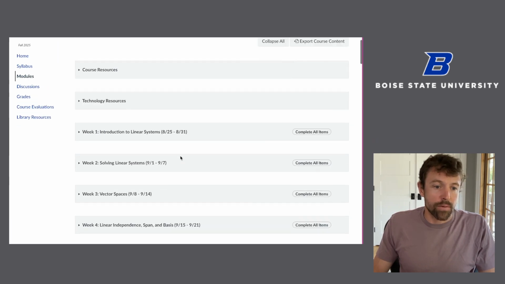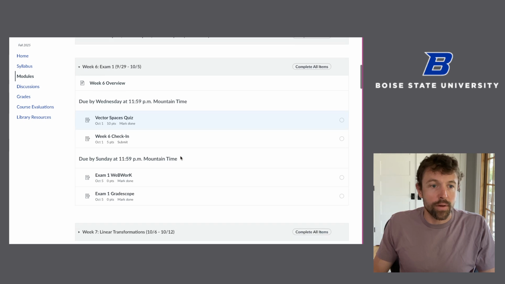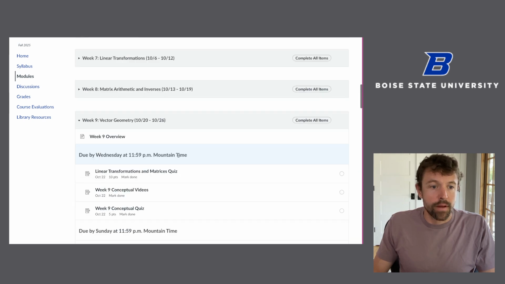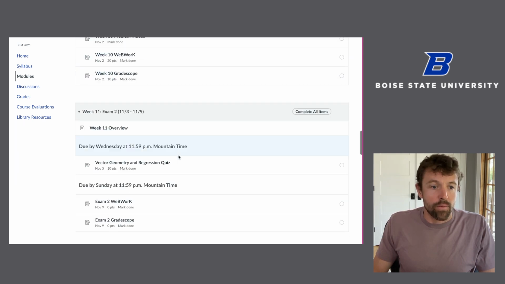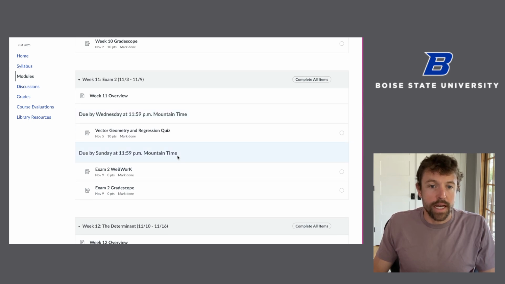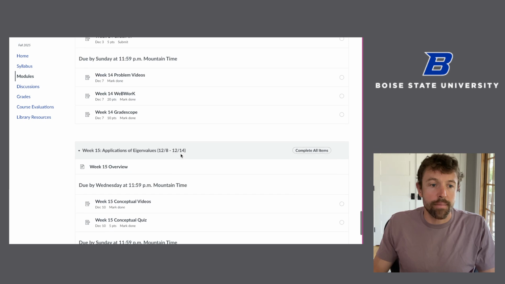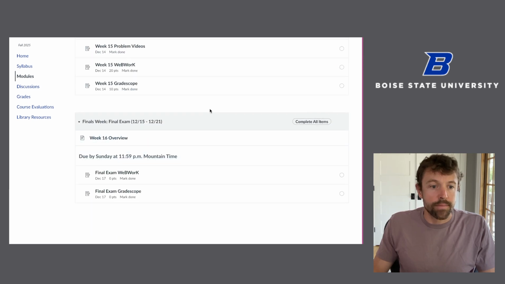So I guess what we can do is we can look at the modules. We can see that week 6 is the first exam. Week 10 or week 11 is the second exam. And then the final exam is during exam week, from the 15th to the 17th.